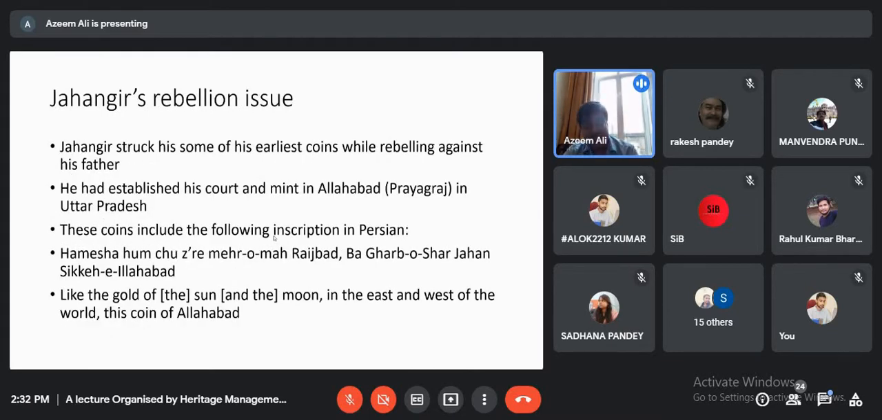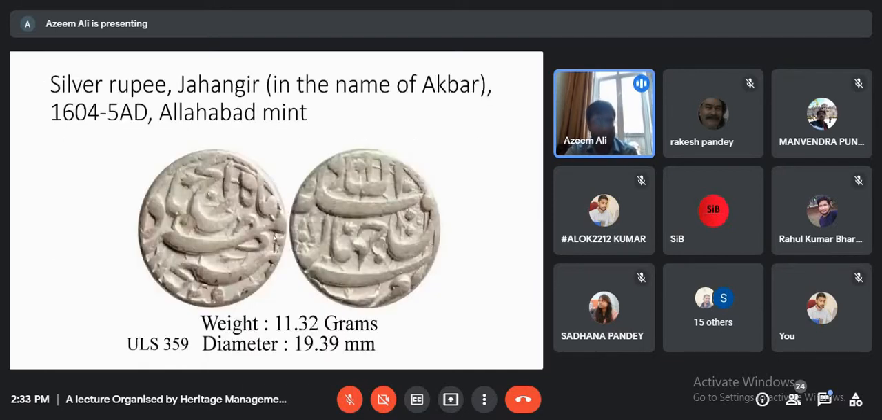And now we're going to look at Jahangir's coinage. Jahangir struck some of his earliest coins while rebelling against his father, Akbar, and he had established his court and mint at Allahabad, which is now known as Prayagraj in Uttar Pradesh. These coins included inscriptions in Persian which mean, like the gold of the sun and the moon, in the east and west of the world, this coin of Allahabad.